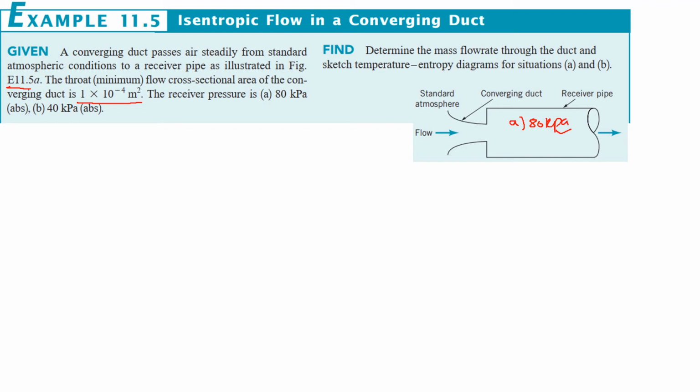and we have another condition, that is B, for which we will solve separately, that is 40 kilopascals. Now what we have to find: determine the mass flow rate through the duct and sketch the temperature-entropy diagrams for situation A and B.